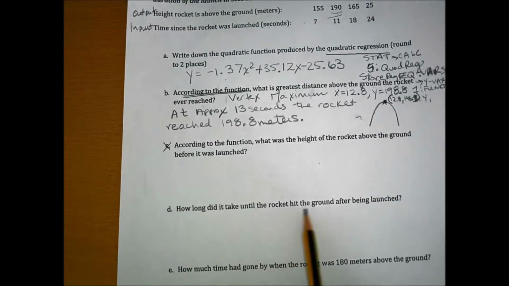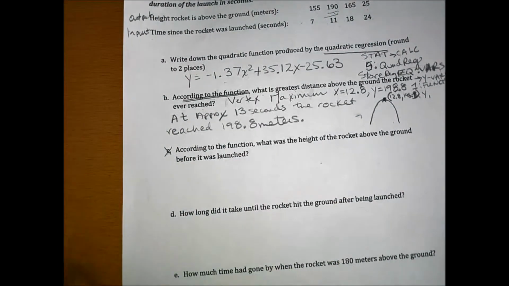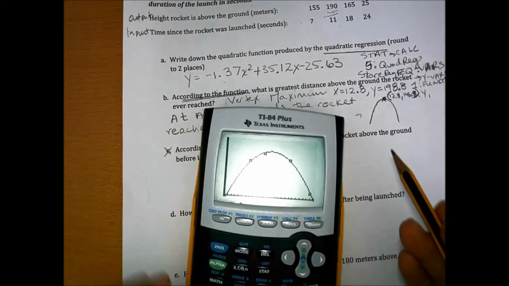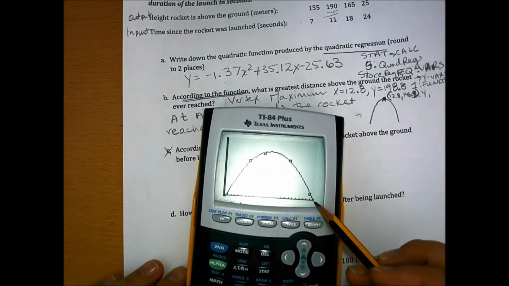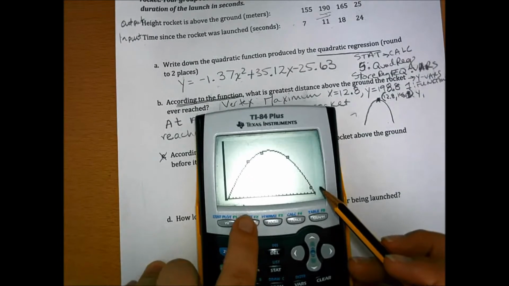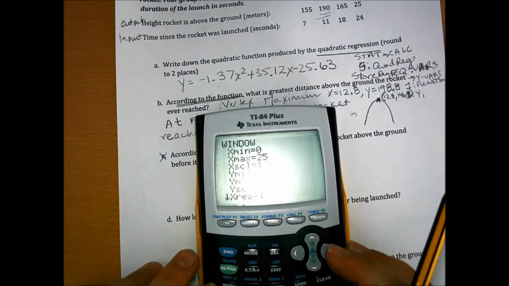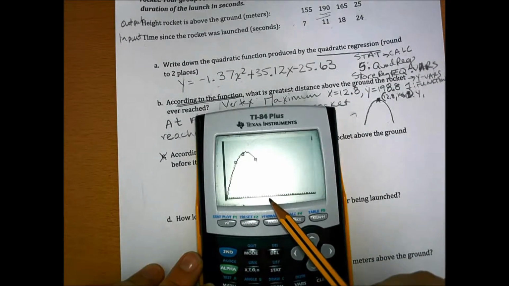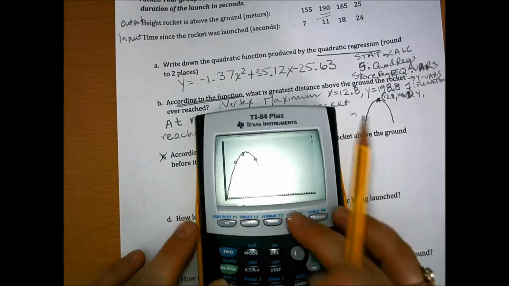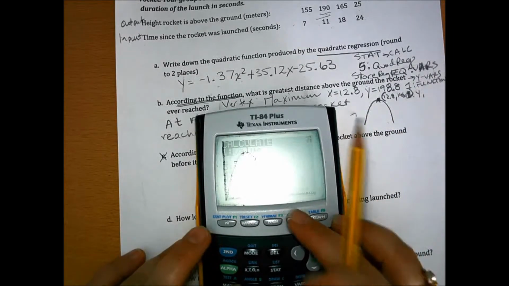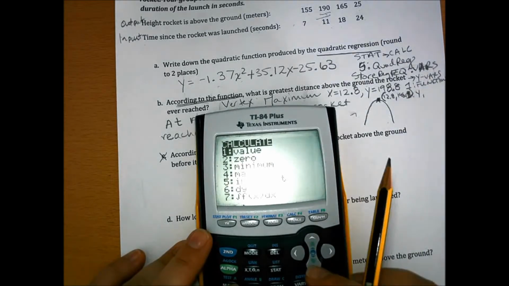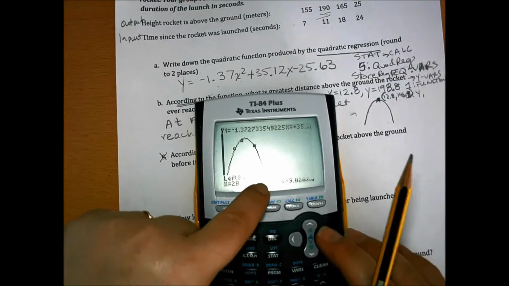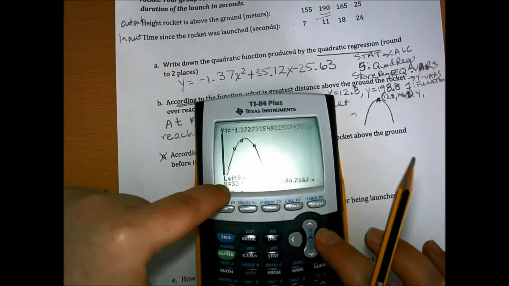How long did it take until the rocket hit the ground after being launched? Now this is going to be what our second 0 is here. So according to this, it looks like I'm getting right up against the line there. So I'm going to want to go back to my window, and I want to increase this maybe to 50. And then I can see my second 0. Then I'm going to go to second trace, which is going to give me the blue calculate. I'm going to calculate my 0. And I want to calculate this second one, because this first one is when it was launched.